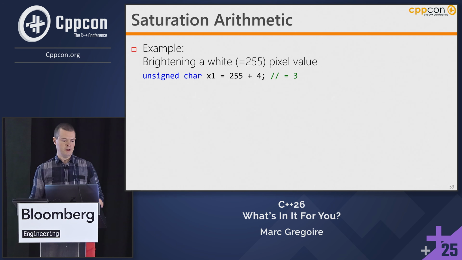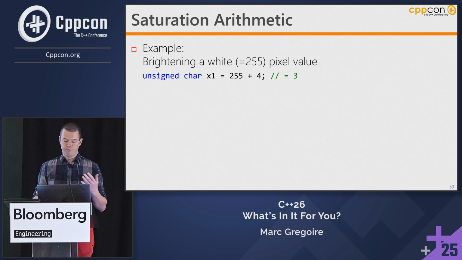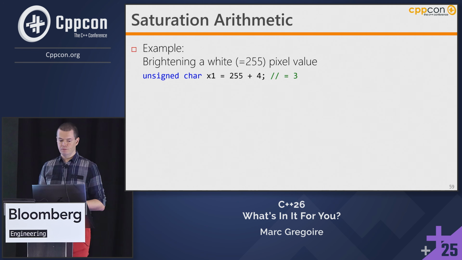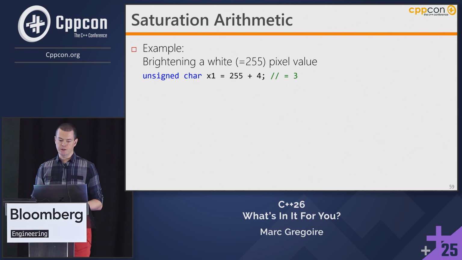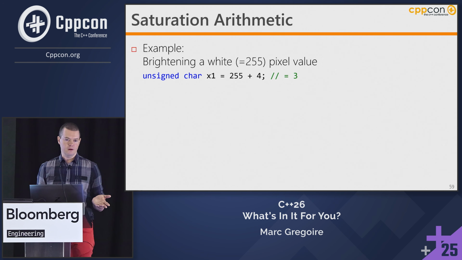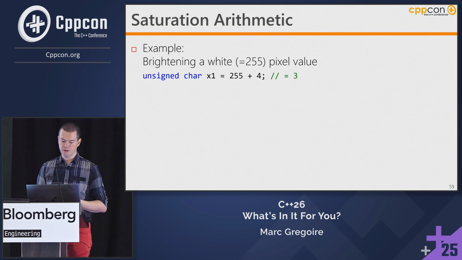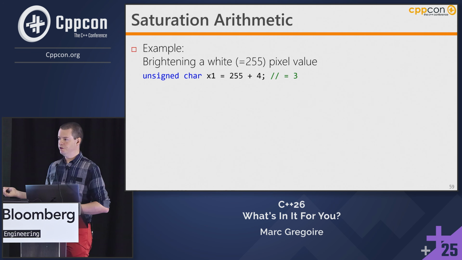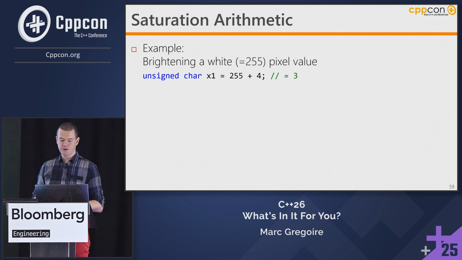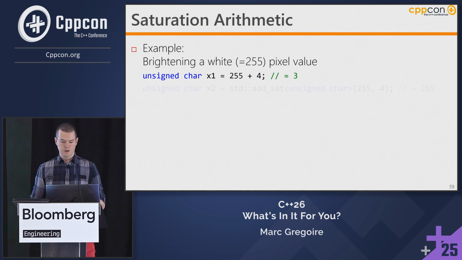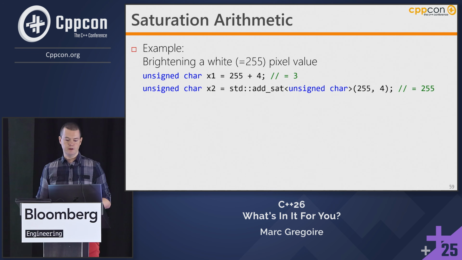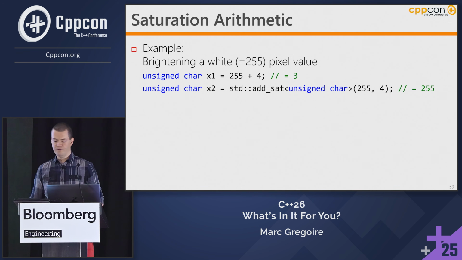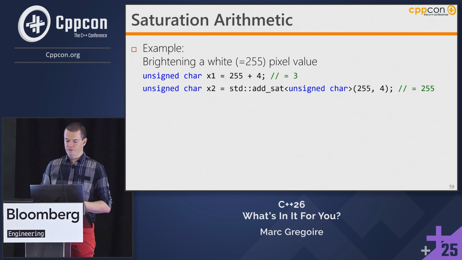Let's look at an example. If you are representing pixel values as unsigned char, then 255 means it's a white pixel. If you want to brighten this pixel and you add 4, for example, to it, with normal arithmetic, the result will be 3, which will not be bright at all. It will be very dark, actually. So in this case, you use the new function add_sat to use saturation arithmetic, and then when you add 4 to 255, you get 255.